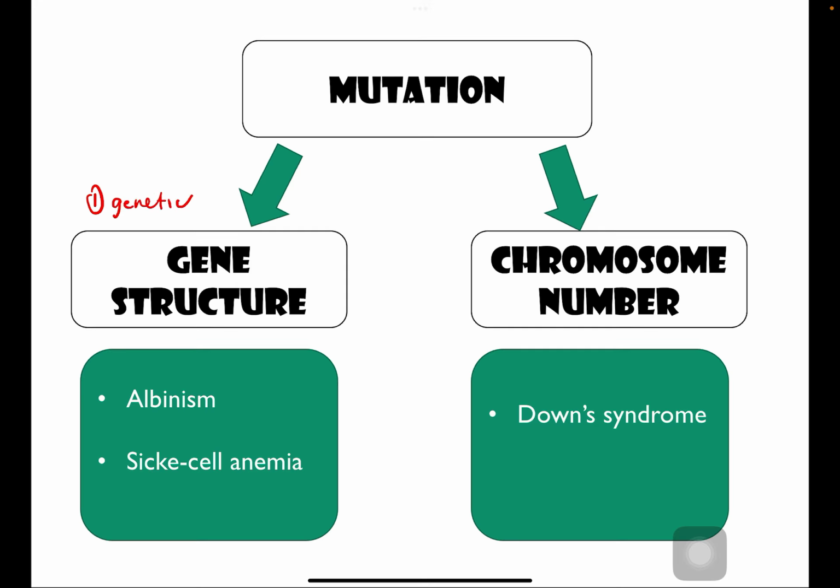So in summary, you need to know two types of mutation: genetic mutation, and the two examples are albinism and sickle cell anemia, and the second type is chromosomal mutation, which is Down syndrome.